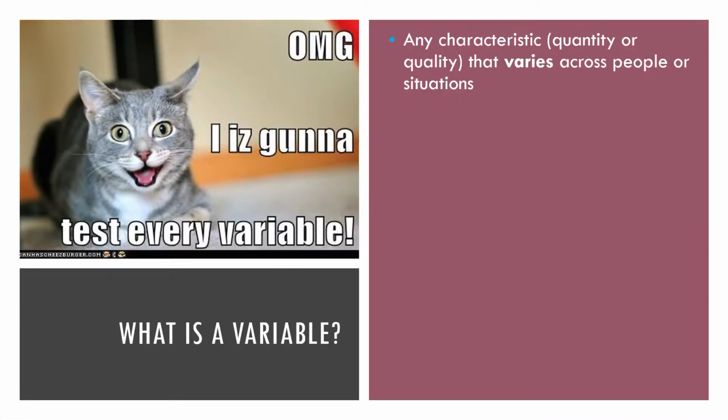Variables and operational definitions. Part of generating a hypothesis involves identifying the variables that you want to study and operationally defining those variables so that they can be measured. Research questions in psychology are about variables. A variable is a quantity or a quality that varies across people or situations.